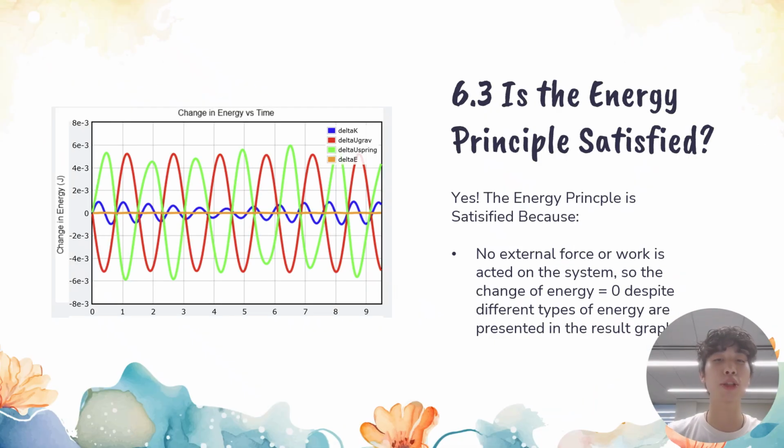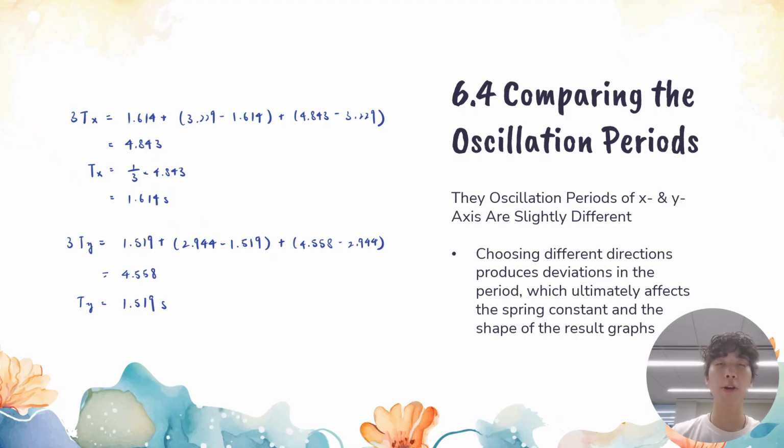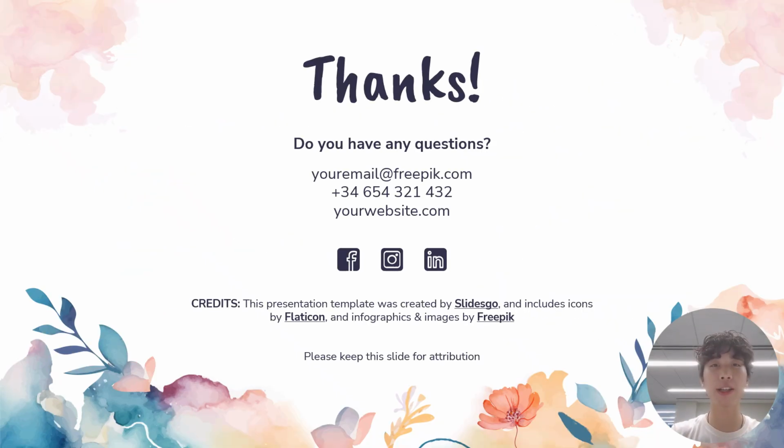And then the energy principle is satisfied, as we just said, the delta E, the orange line, is always equal to 0. And then finally, the oscillation period. We can calculate the period first. We multiply by 3 because we can find the average of the 3 periods, which is more accurate. This is also a very useful tip in the experiment. And then we can see that Tx and Ty have different periods. And then they will finally contribute to a different spring constant in the x and y axes and also different result graphs respectively. And that's all my presentation. Thank you very much.